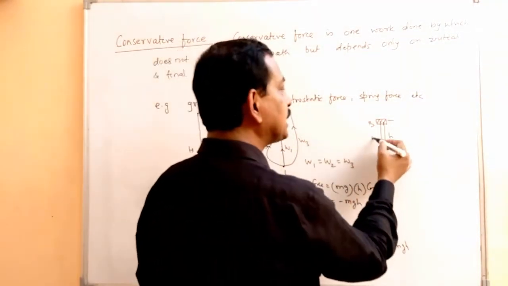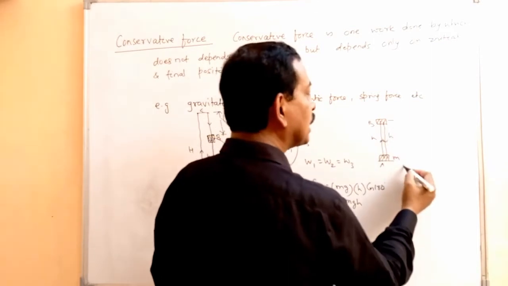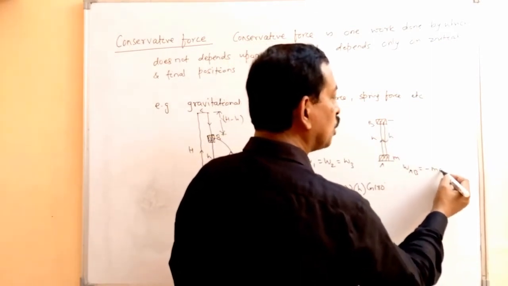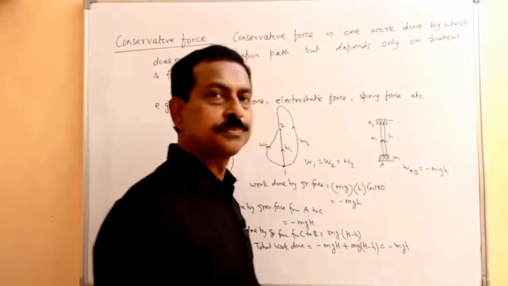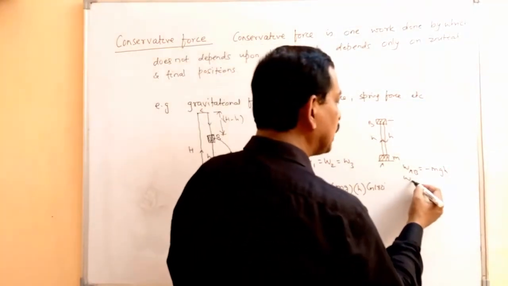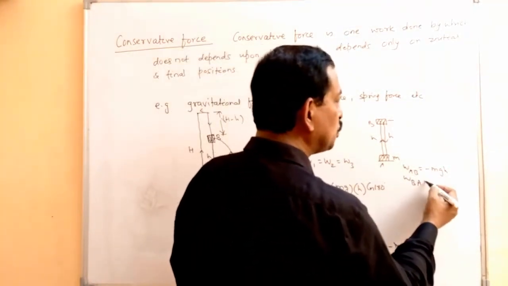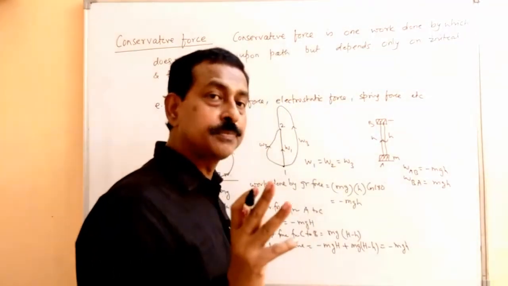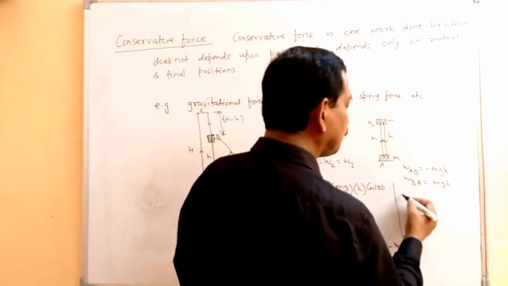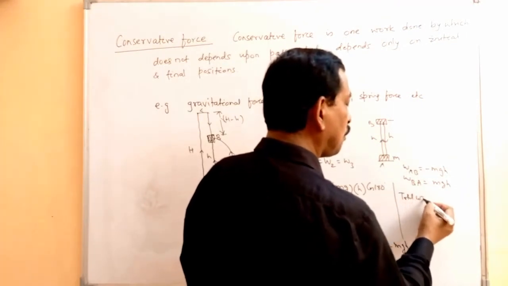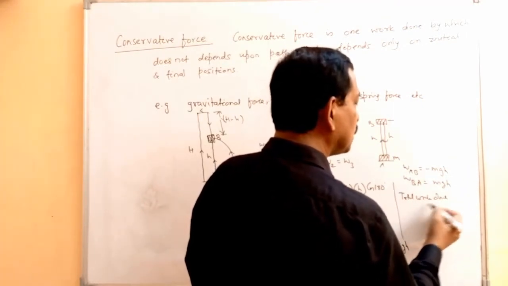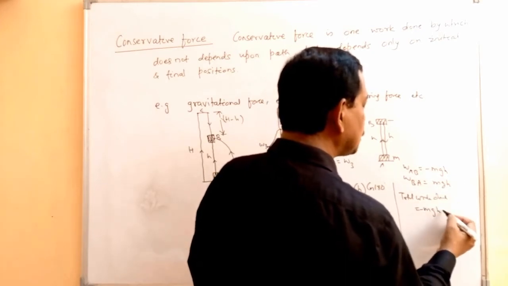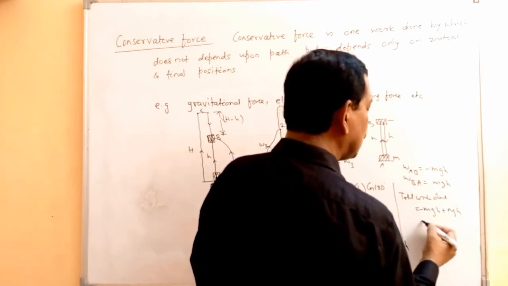In this case, the work done in moving it from A to B will be minus mgh, and the work done when we are moving it from B to A is mgh, that is the plus. So the total work done will be equal to how much? It will be minus mgh plus mgh, and that is 0.